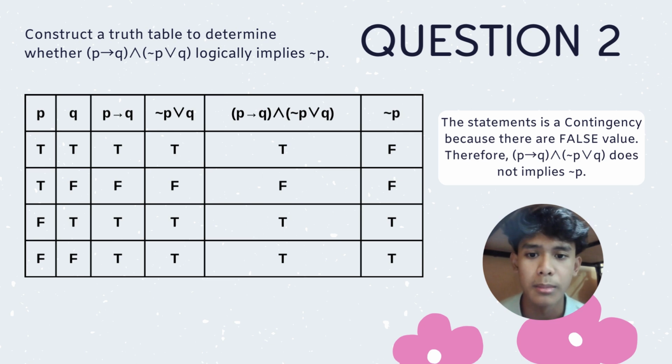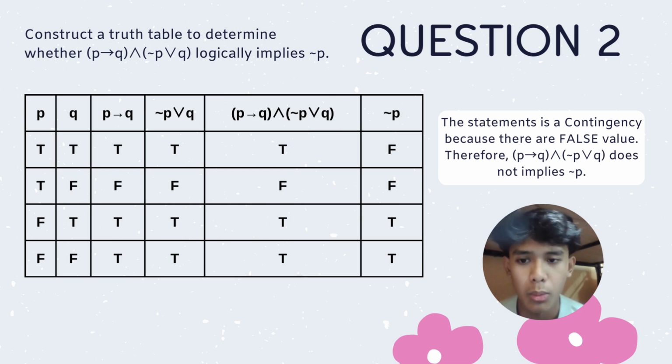So when (P implies Q) and (negation P or Q) is true, it implies negation P, which is false. The implication will be false. The conclusion will be false. Next, for the second row, when the statement (P implies Q) and (negation P or Q) is false, implies negation P, which is false, the conclusion will be false.